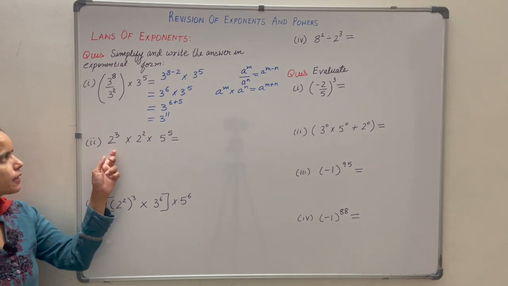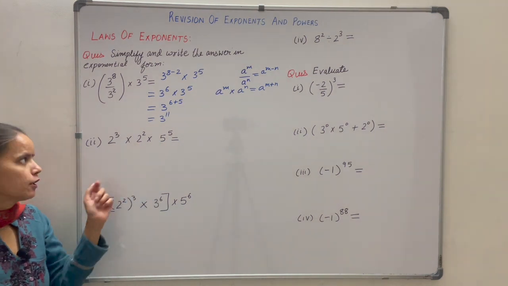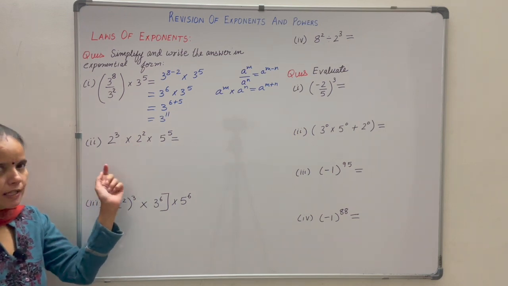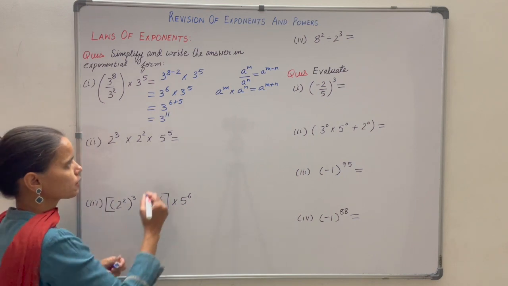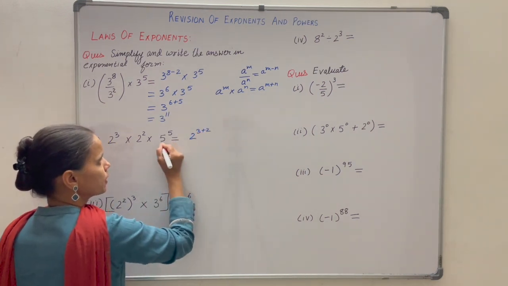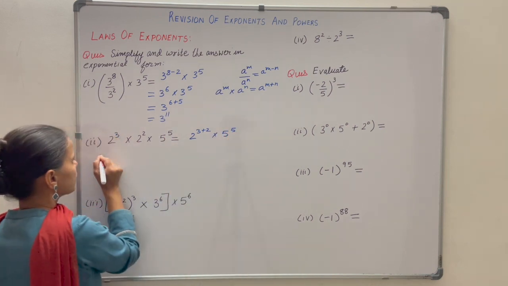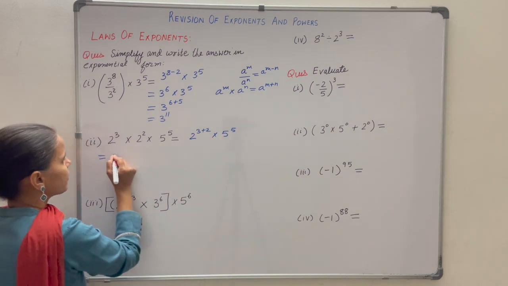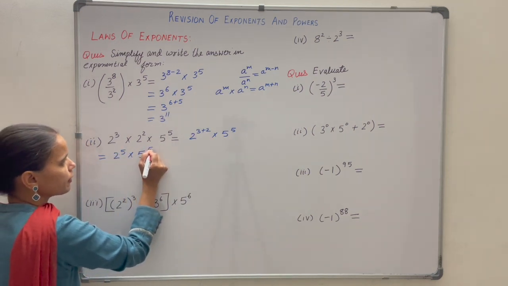Now here it is 2 cube into 2 square into 5 raised to the power 5. So here these two have the same base. So I am going to use this law and add the powers. So I will write it as 2 raised to power 3 plus 2 into 5 raised to the power 5. So here what do you get? 2 raised to power 5 into 5 raised to the power 5.